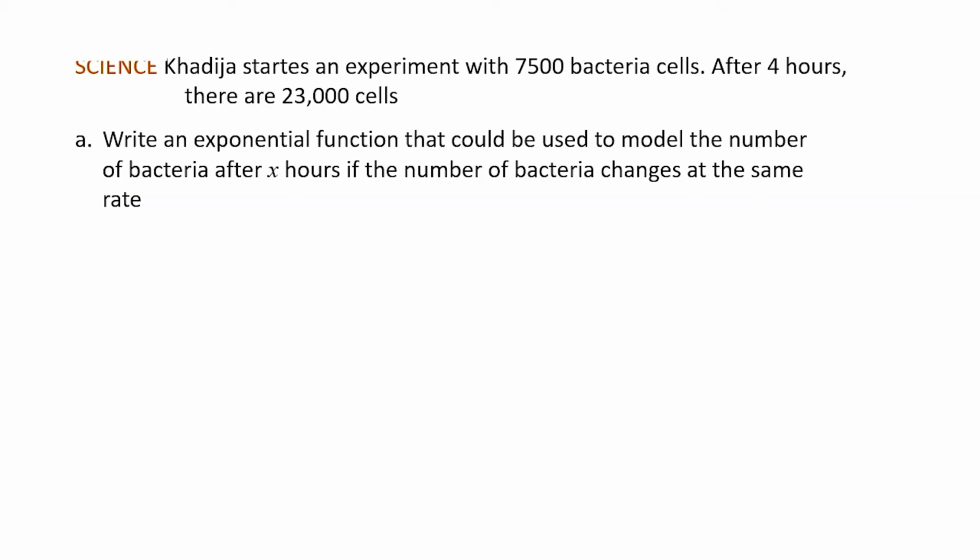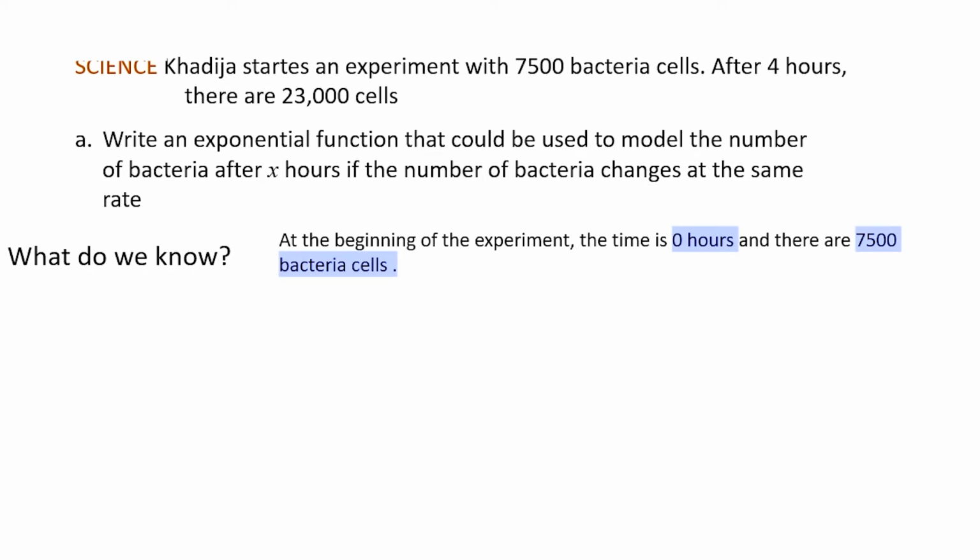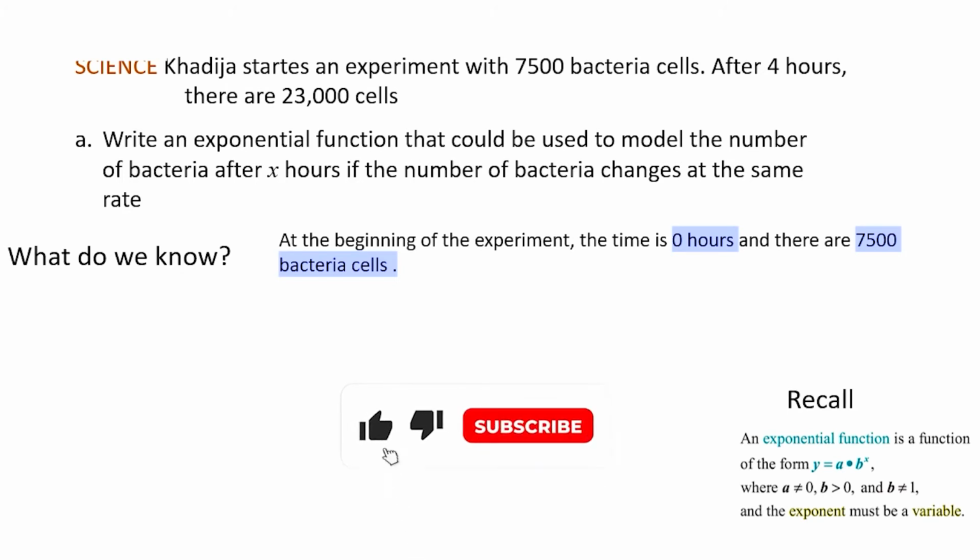In this part, we need to find an exponential function that could model the number of bacteria after x hours. What do we know? Well, we know that the starting number of bacteria cells is 7,500, and we also know that this means it's 0 hours after we started the experiment. We also know the form of an exponential function. It is y equals a times b to the power of x. If we note this down, we can identify each part.